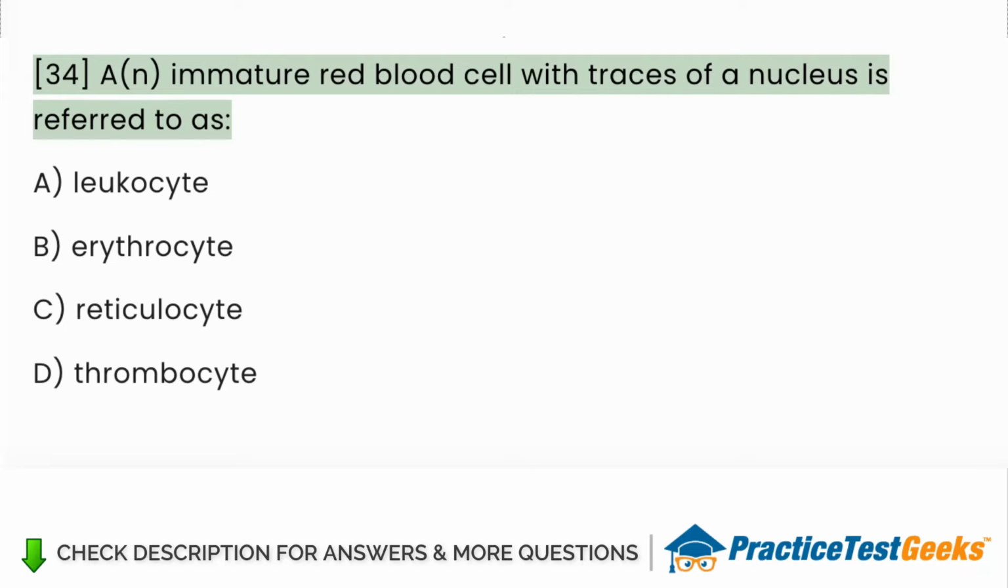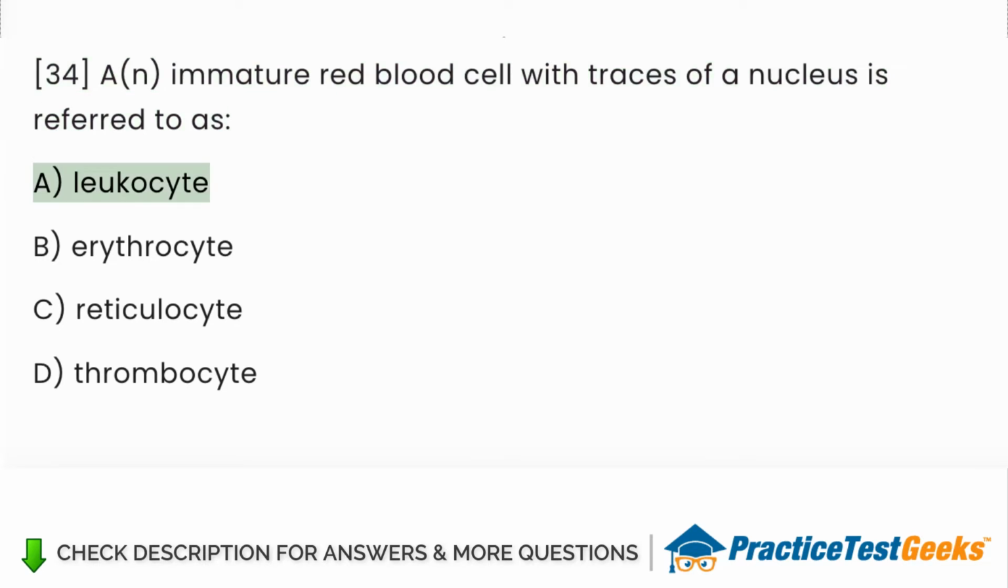An immature red blood cell with traces of a nucleus is referred to as A. Leukocyte. B. Erythrocyte. C. Respiratory. D. Thrombocyte.